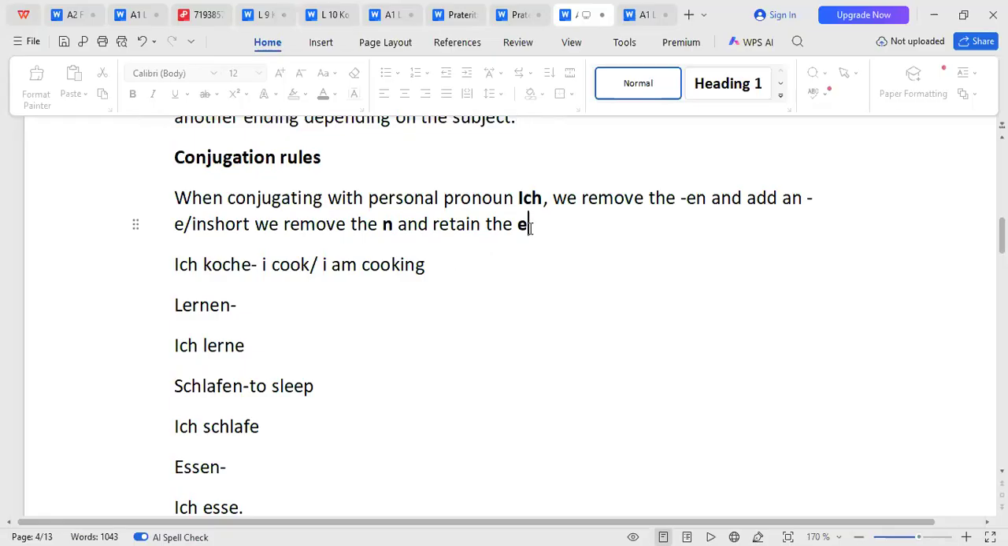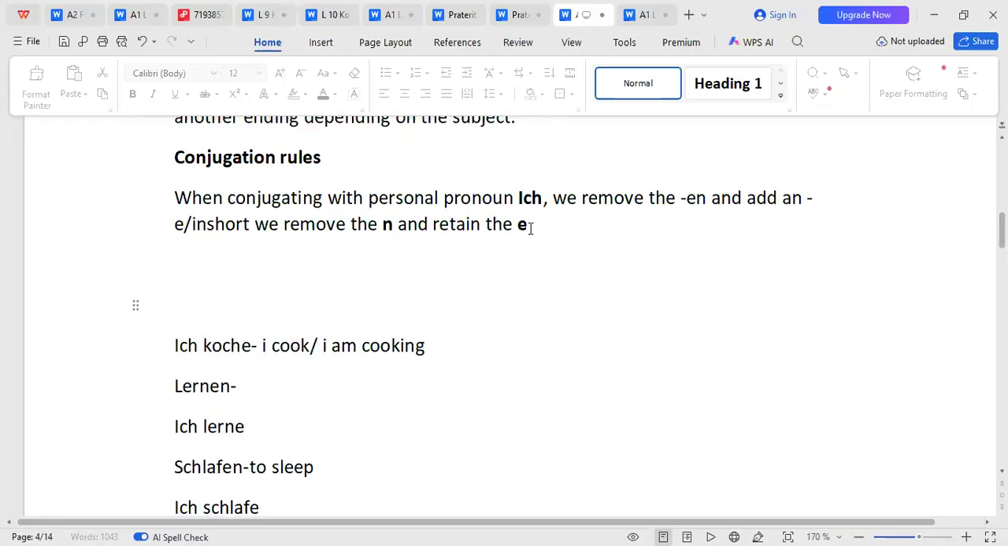You know, from the verbs that I've told you, we have like kochen. Kochen means to cook.